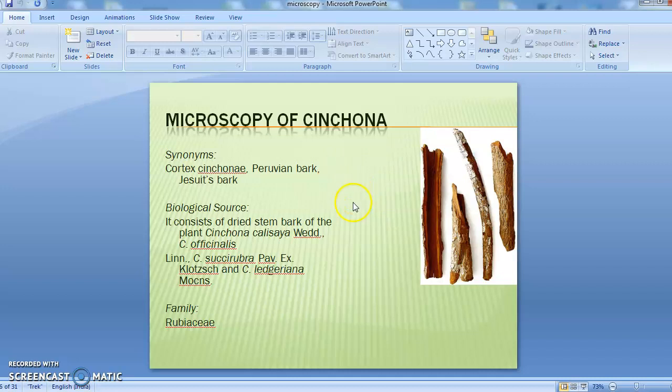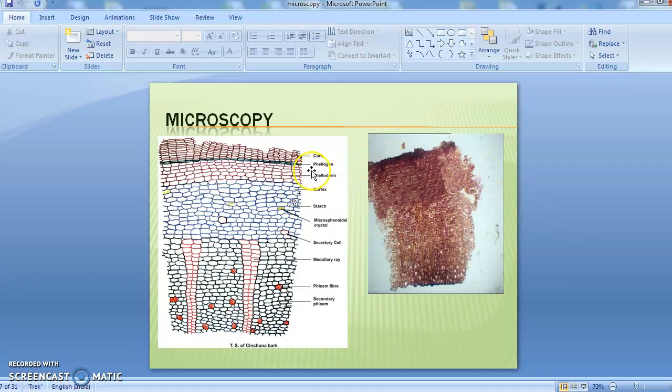It consists of the dried stem bark of Cinchona calisaya, Cinchona officinalis, Cinchona succirubra or Cinchona ledgeriana. These are the four important species of Cinchona, which belong to family Rubiaceae. In the microscopy of Cinchona, here you are able to see the outer layer is called the cork layer.